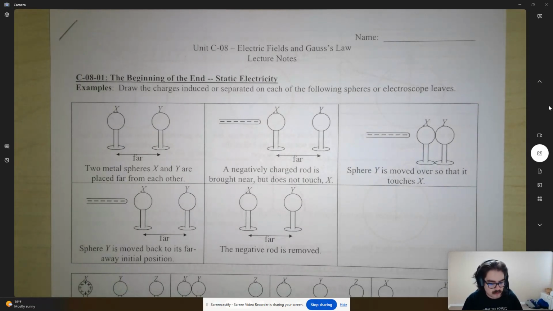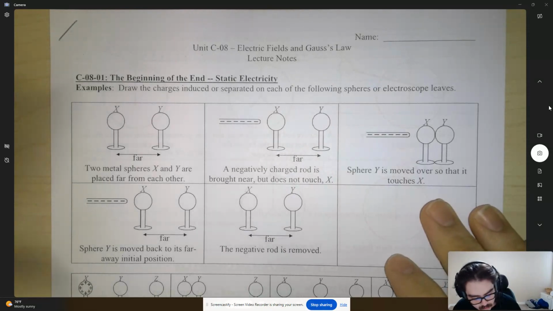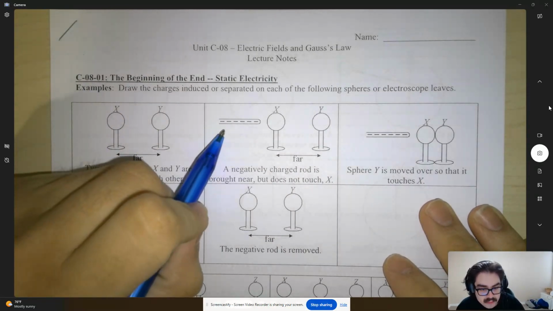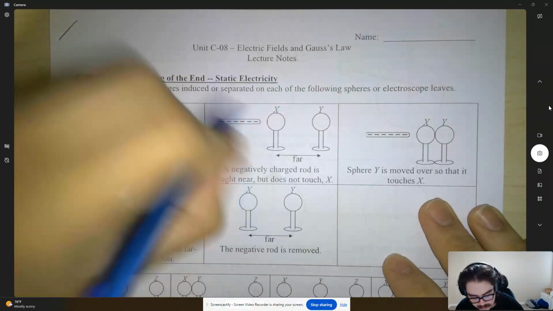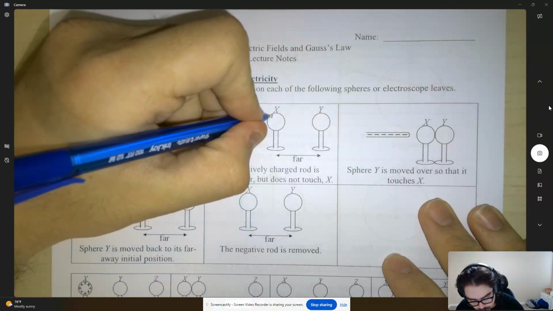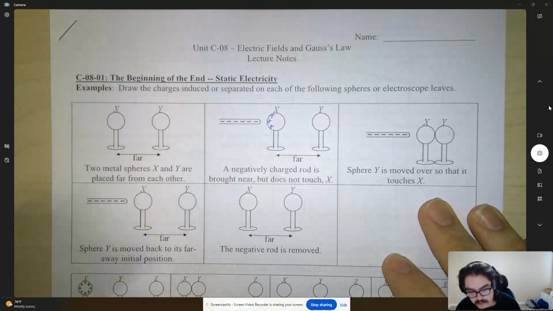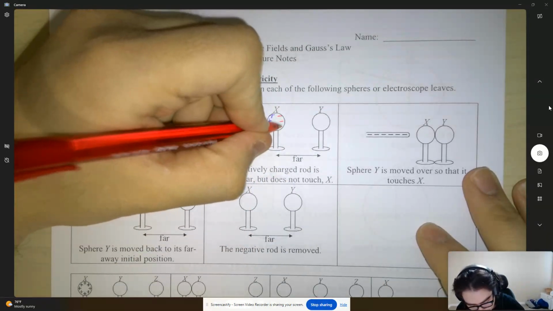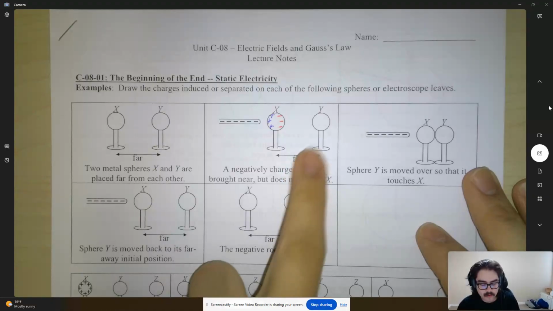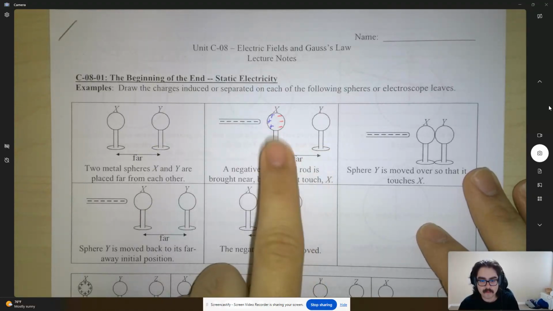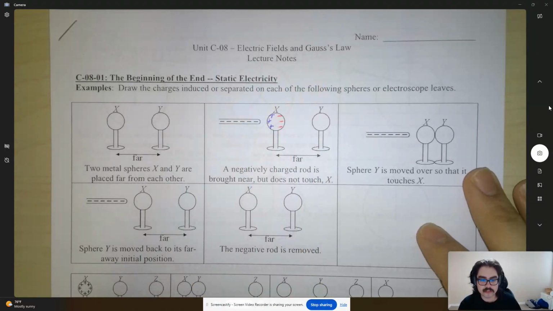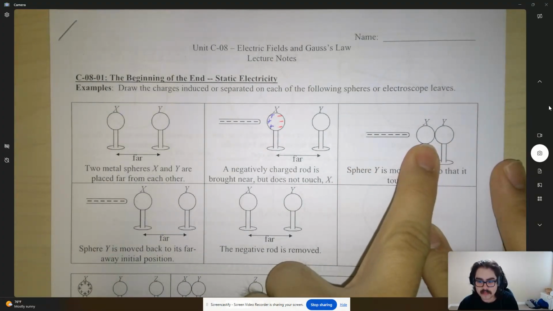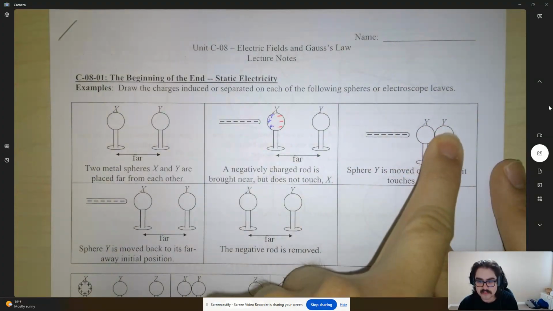You'll notice that you have these two spheres that are initially far from each other, right? When you bring the negative rod near X, then it draws out those positive charges, the opposite sign charges towards the rod, and then the like sign charges are repulsed from it, so they go away from it, right? Y hasn't seen anything yet because it's far away from X, so we're not inducing any charge or anything like that. When we bring sphere Y in contact with X, this becomes one unified system.